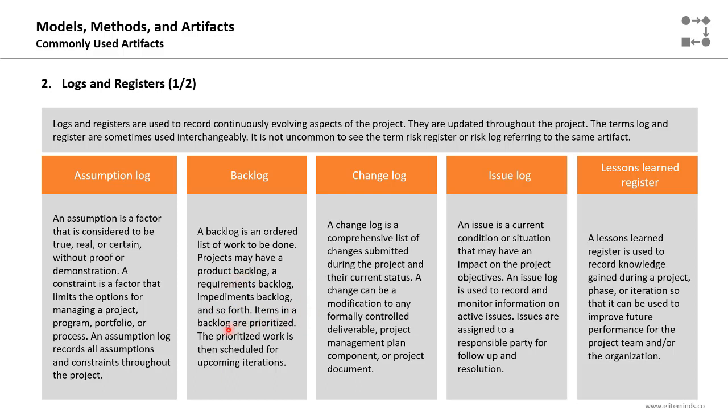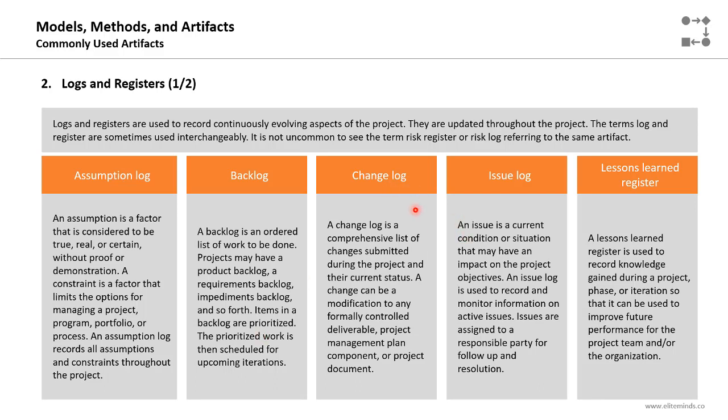Items in a product backlog are prioritized based on their value. The prioritized work is then scheduled for the upcoming iterations. So when the Agile team wants to select the items they want to work on in the upcoming iteration, they will select the items at the top of the product backlog.